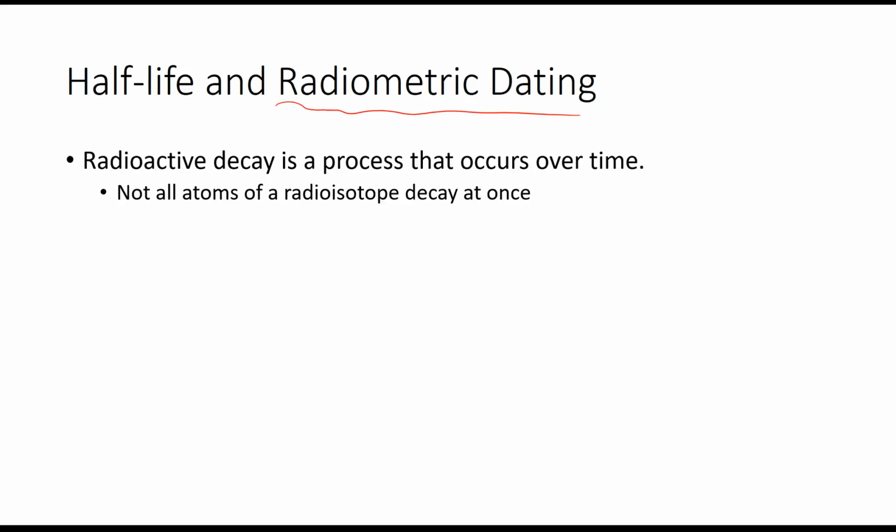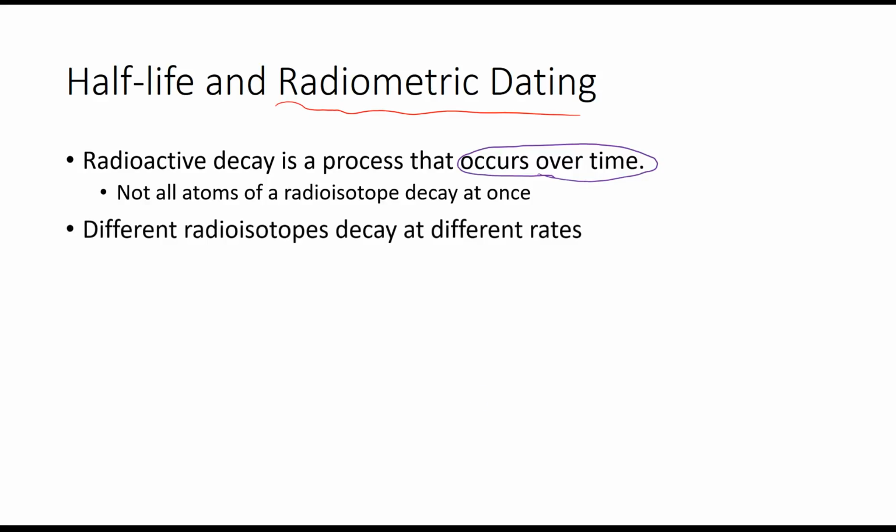First of all, we need to understand that the decay process takes time. It occurs over a certain amount of time. Not all radioisotope atoms are going to decay at once, as that would release a lot of energy all at once, which would be bad news. Often it's a very, very slow process, though in some cases it's really fast. It depends on the isotope, but they decay over time and not all at once. The rate is different for different radioisotopes, and in fact, no two radioisotopes have the exact same rate of decay.